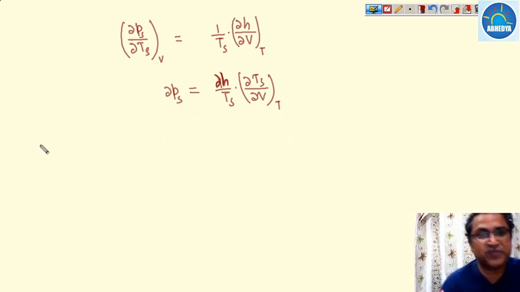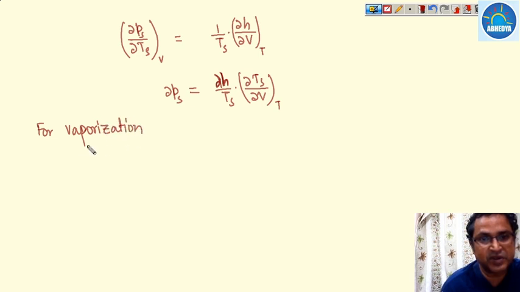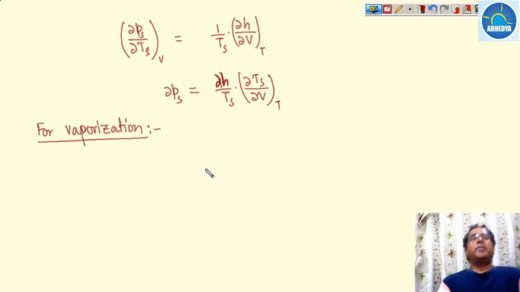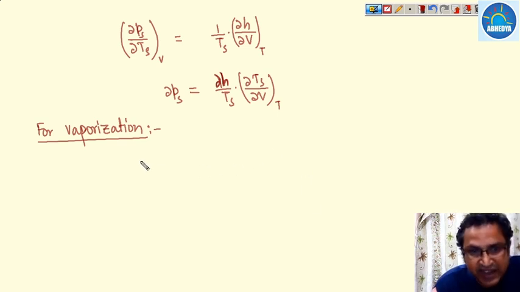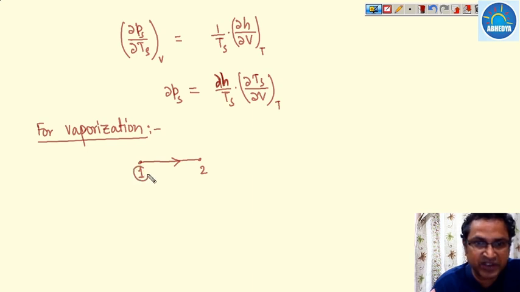Now suppose for vaporization, and this Clausius-Clapeyron equation is very much related to the vaporization curve. So during the vaporization, suppose we are at state 1, and from state 1 we are moving to state 2. State 1 is the position where the vaporization is about to start, and state 2 is the point where the vaporization has been totally finished.